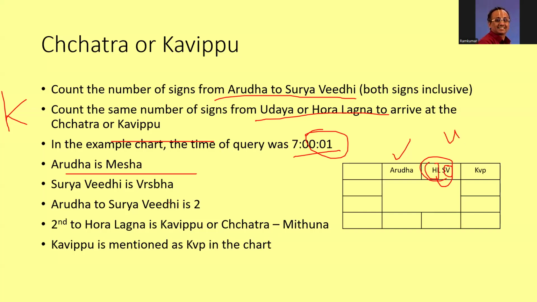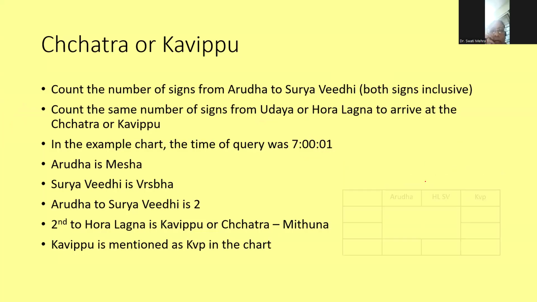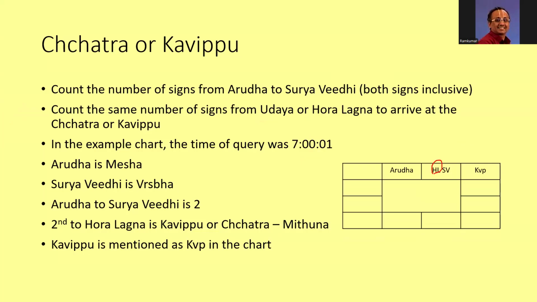Right? So from Surya Aruda to Surya Vidi, it is 2. Then from Udaya, 2 will be Kavipu. So Kavipu is in Mithuna. Any questions on this? Where is Udaya? Udaya is HL. HL is in Rishabha. I will interchangeably use Udaya, UD or HL.